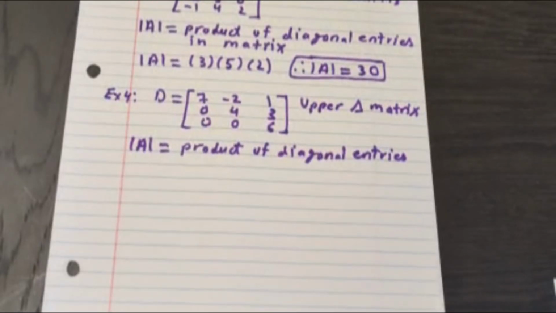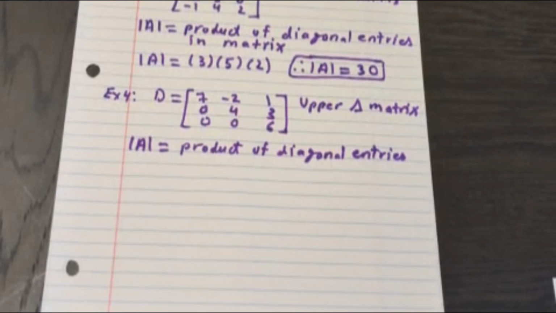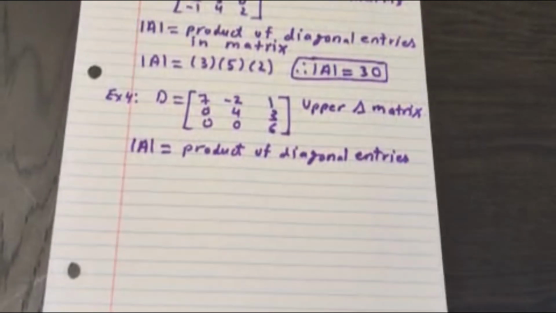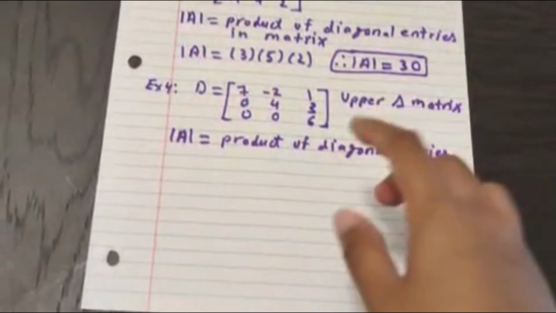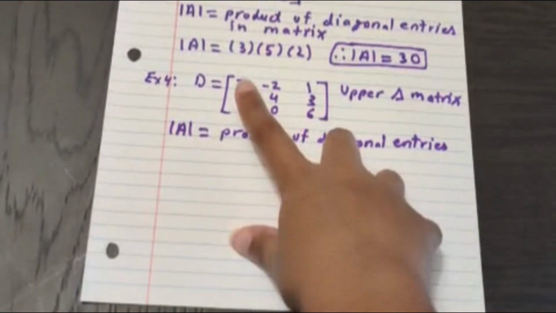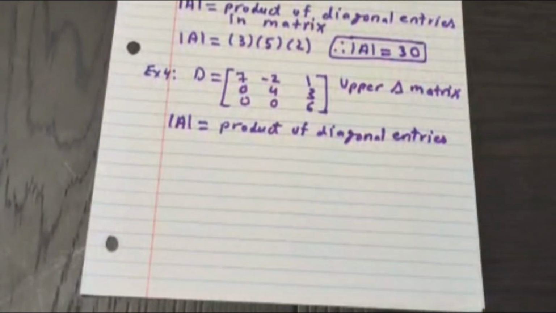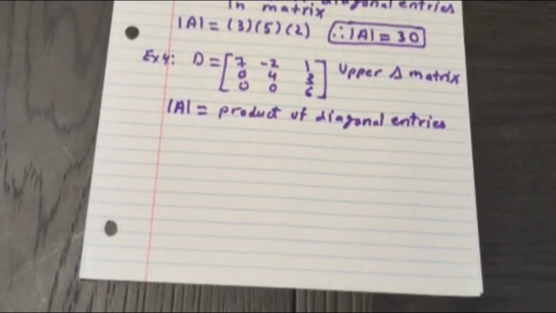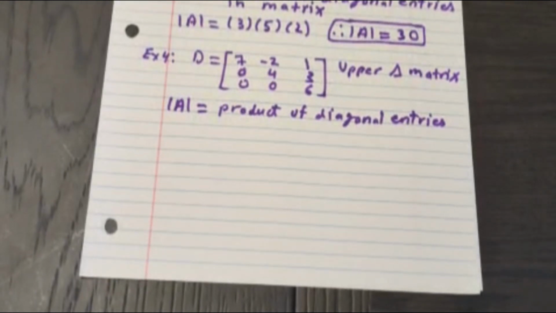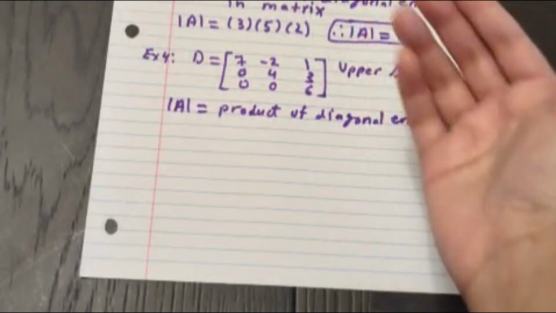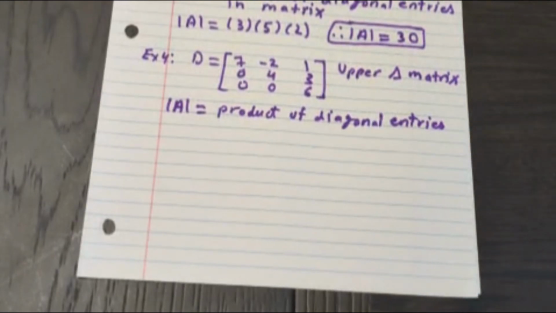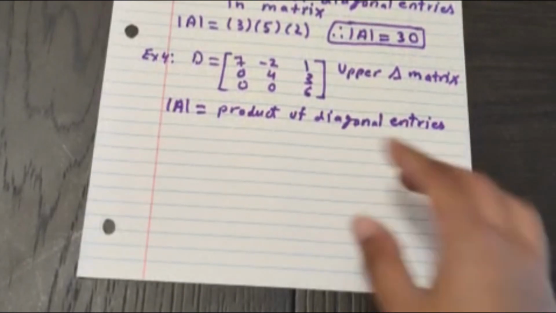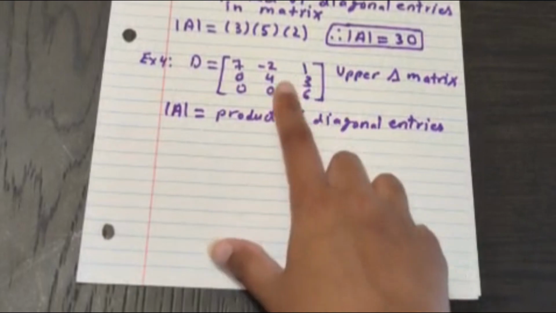Our next example is that of an upper triangular matrix. As you can see here, as I mentioned before, an upper triangular matrix just means that these three entries, which make a triangle shape, would be zeros, which tells us that it's an upper triangular matrix. Basically, for both of these triangular matrices, whether lower or upper, the way to find the determinant is the same. We still take the product of the diagonal entries of the matrix.